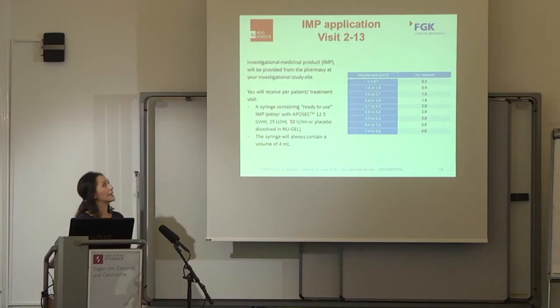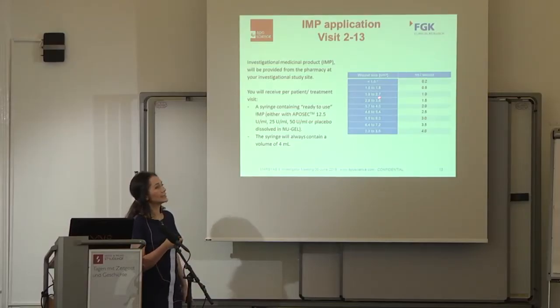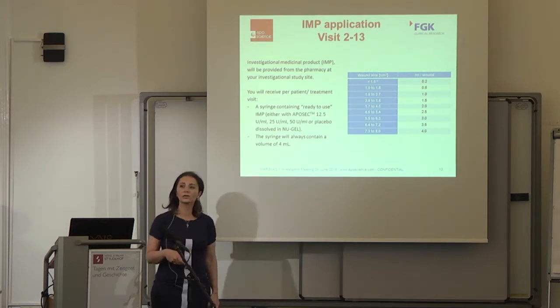How you're going to apply this IMP to your wounds, you will receive a manual for that, and I don't want to go too deep on that because I think there is a hands-on training required. But just for you to know, you will get from the pharmacist a syringe with 4 milliliters of a gel. These 4 milliliters have to be applied according to the measurements that you have taken with this beautiful device that Dr. Gouya will show you. And defining the square centimeters of the wound will define the volume of the gel that you're going to apply.